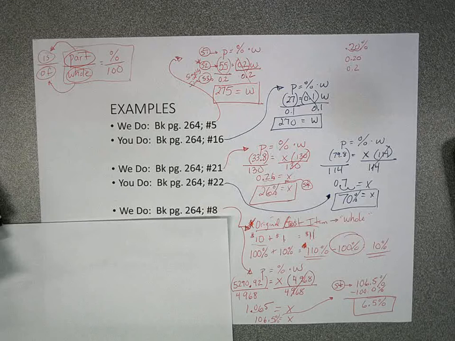So do we put 6.5% equals X? If you put equals X, not really, because X is actually 106.5. On this kind of problem, if you put that, it wouldn't be accurate. But sales tax is 6.5%.